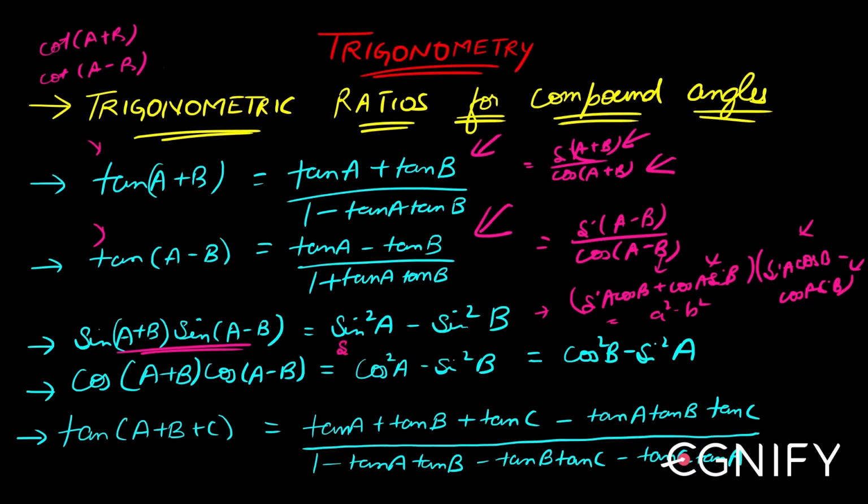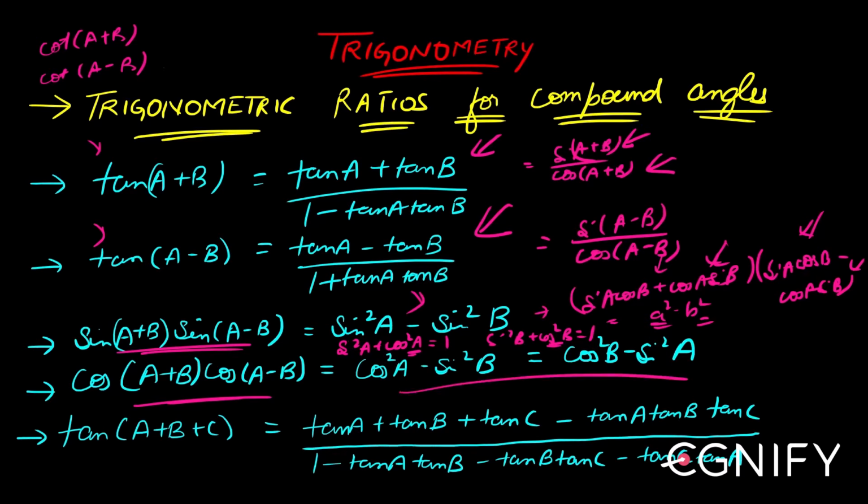And then finally, you use the identity sin square A plus cos square A equal to 1 and sin square B plus cos square B equal to 1. So from the A square minus B square, if you remove cos square A and cos square B using these two identities, you'll be able to get this result. Likewise, you can also derive this particular result, right?